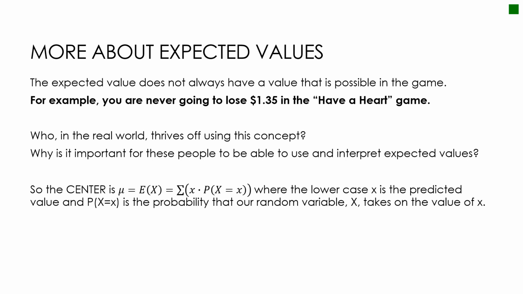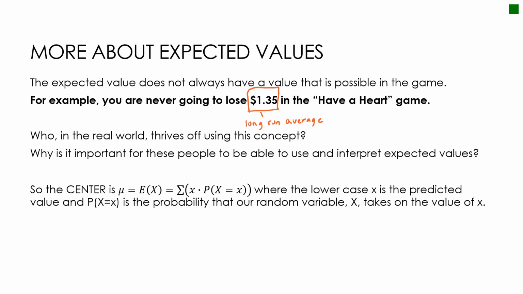So is that okay to say that I lose $1.35? Yes, it is. It doesn't mean that I can play one time and lose $1.35 because, as we know, I'm either winning 95 or 5 or losing 5 or not doing anything. So I'm never going to actually lose $1.35. This is the long run average. So that means if I keep playing and playing and playing, each time I'll lose an average of $1.35. So in the real world, who thrives off of this concept?